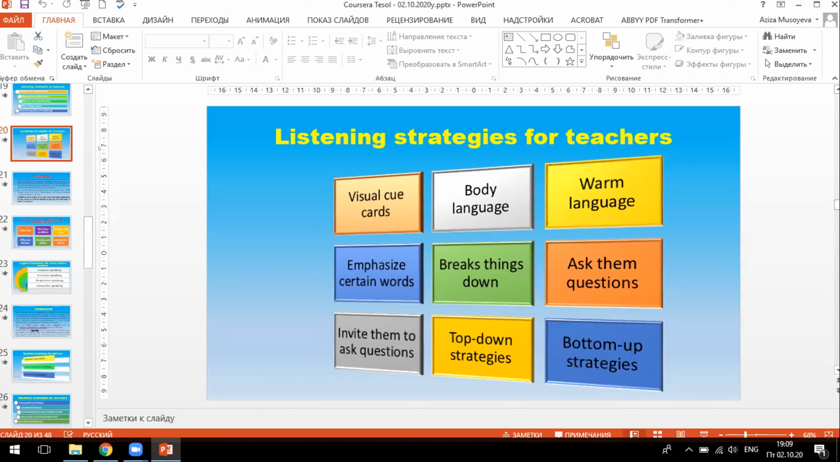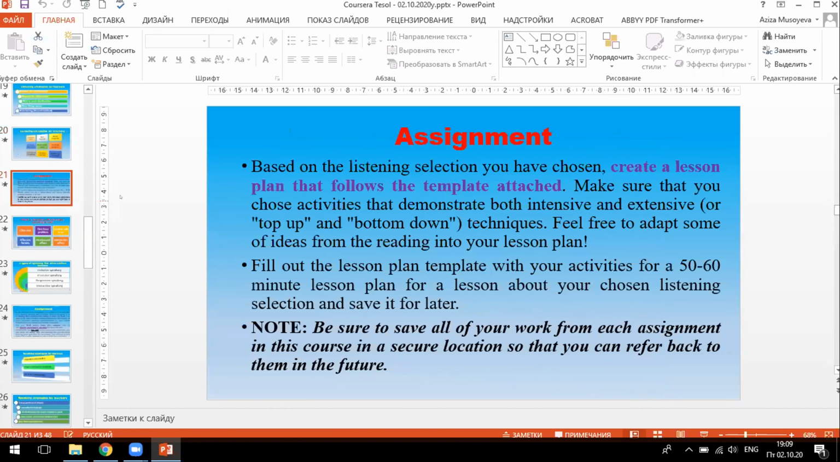So you see all these strategies make listening easier for students if teachers use them in the listening. And then the assignment here asks you to create a lesson plan that follows the attached template. You already have the template, yeah? So you need to use both intensive and extensive listening techniques, and you need to write down the lesson plan for 50 to 60 minutes. And you need to save this for the future, because you will edit it with speaking and with pronunciation.